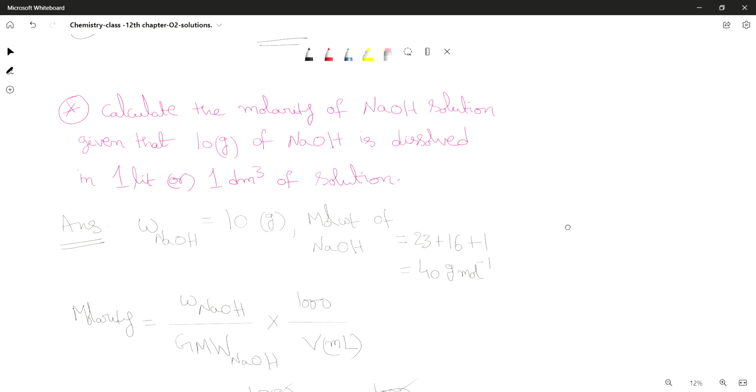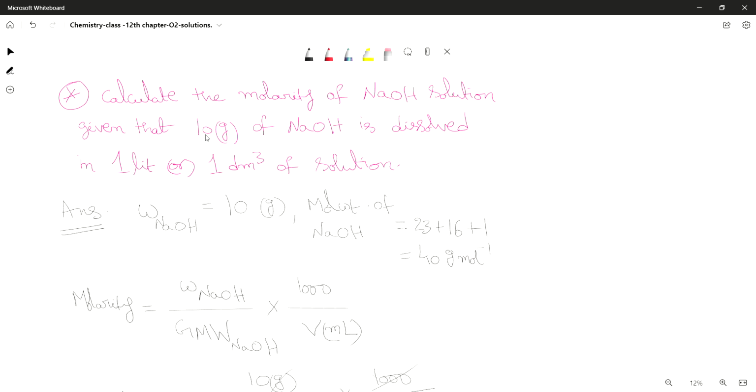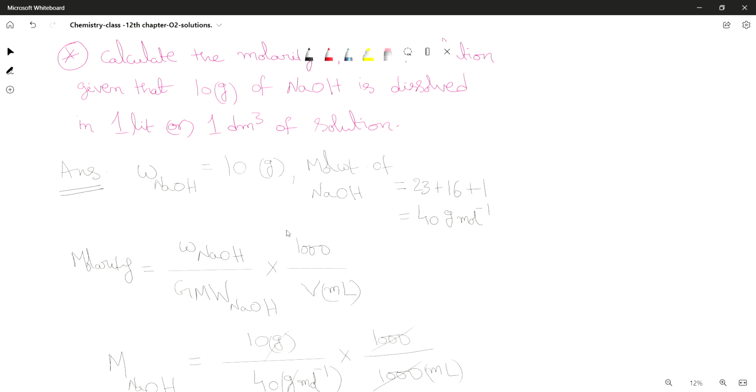And now we have a small problem here. Calculate the molarity of sodium hydroxide solution given that 10 grams of sodium hydroxide is dissolved in 1 liter or 1 decimeter cube of solution. Given that the weight of sodium hydroxide is 10 grams, and the molecular weight of sodium hydroxide, you can add up, that's 23 for sodium, 16 for oxygen, and 1 for hydrogen. And so it accounts for 40 gram per mole. So that's the molecular weight. Always remember the molecular weight is expressed in gram per mole.